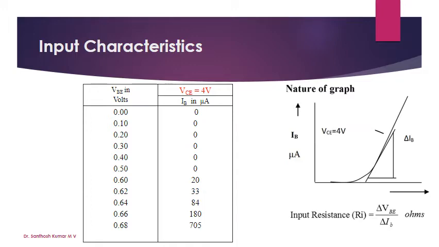Upon that you have to plot the graph IB versus VBE, and then we will get the steeply increasing curve, and we should calculate the input resistance like this: delta VBE divided by delta IB. This is a simple calculation by plotting IB versus VBE. So this is the input characteristics study.